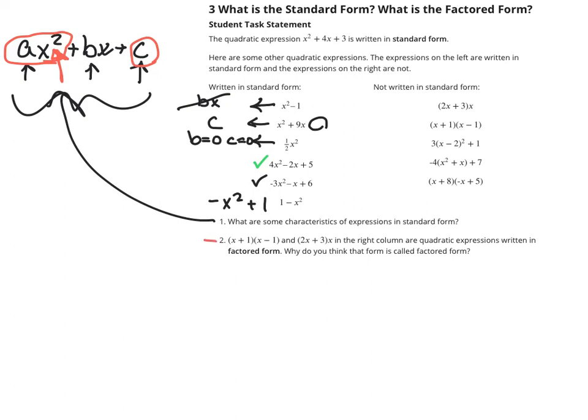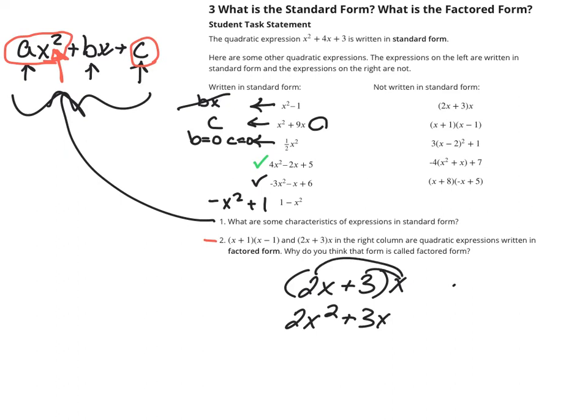All right, number 2, x plus 1 and x minus 1, and 2x plus 3, it's called the quantity 2x plus 3 times x. In the right column are quadratic expressions written in factored form. Why do you think that form is called factored form? Well, when we pull everything apart, we have factored things out. Let's talk about the 2x plus 3. First, I'm going to distribute 2x squared plus 3x.